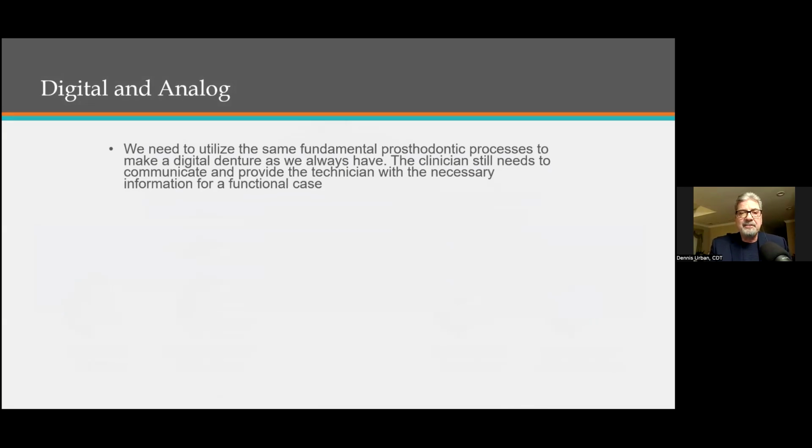So when we talk about digital and analog, we still need to utilize the same fundamental prosthodontic processes to make a digital denture, as we always have. The clinician still needs to communicate and provide the technician with the necessary information for a functional case.